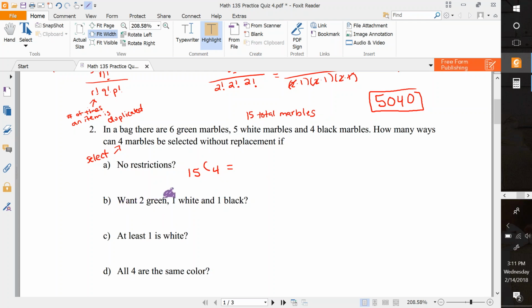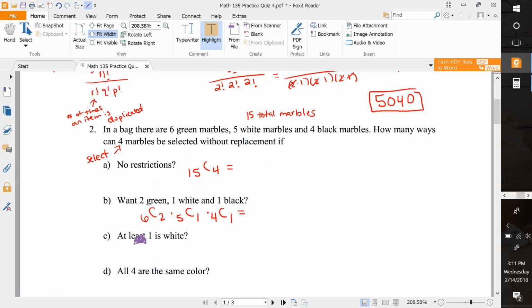It says we want 2 green, 1 white, and 1 black. So because we're doing these in succession, we're going to be multiplying our choices together. So we have that out of the 6 green available, we're going to choose 2. Times that by out of the 5 available white, we're going to choose 1. And out of the 4 available black, we're also going to choose 1. So we'll have to work that one out.